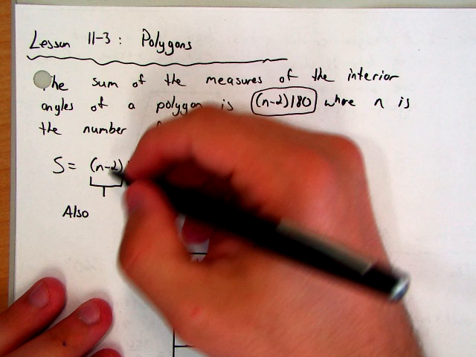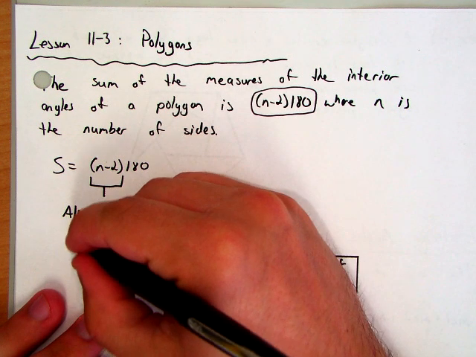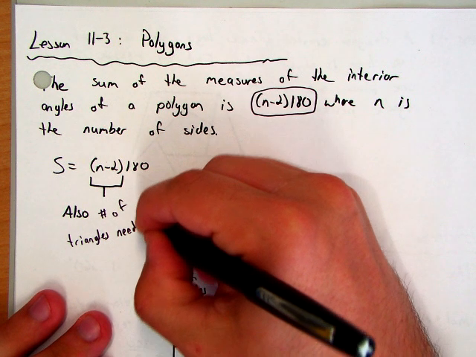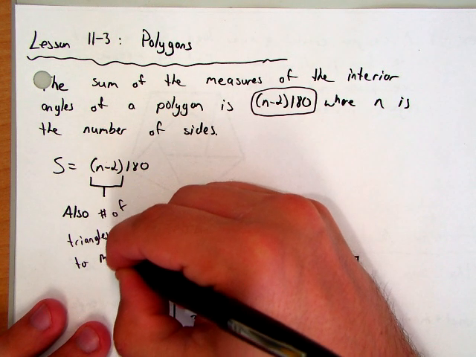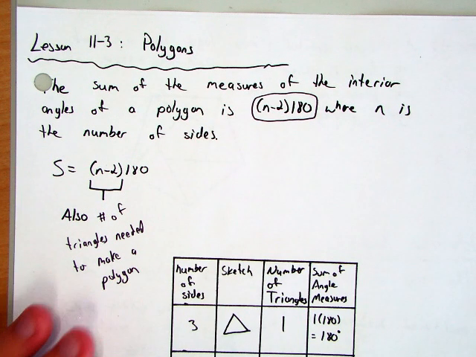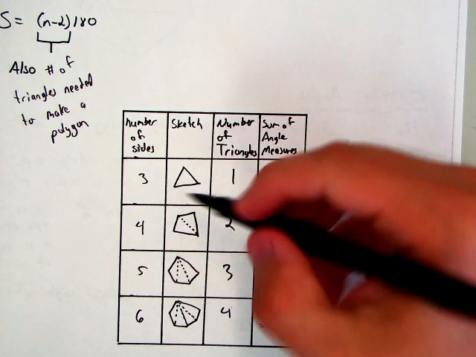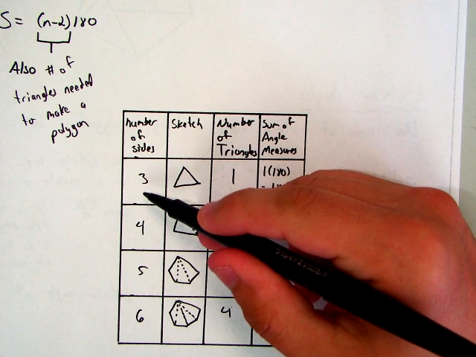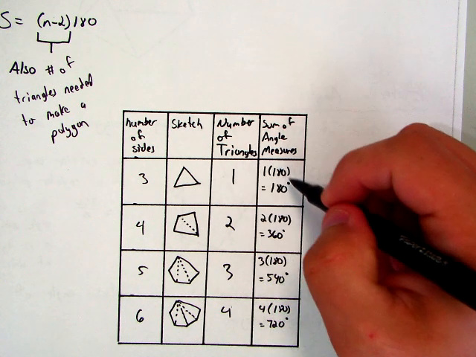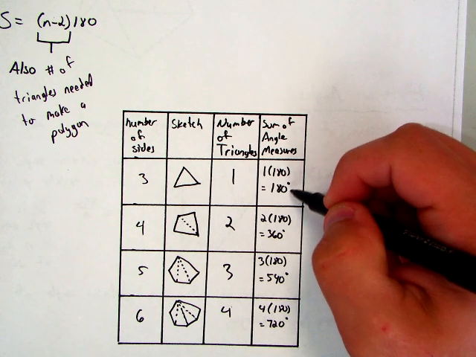Something also very interesting: this n minus 2 is the number of triangles needed to make a polygon. For example, if we look at this table here, this is a triangle. It has 3 sides. It takes one triangle to make this, so 1 times 180 is 180. Remember from lesson 2, the sum of angles in a triangle is 180.